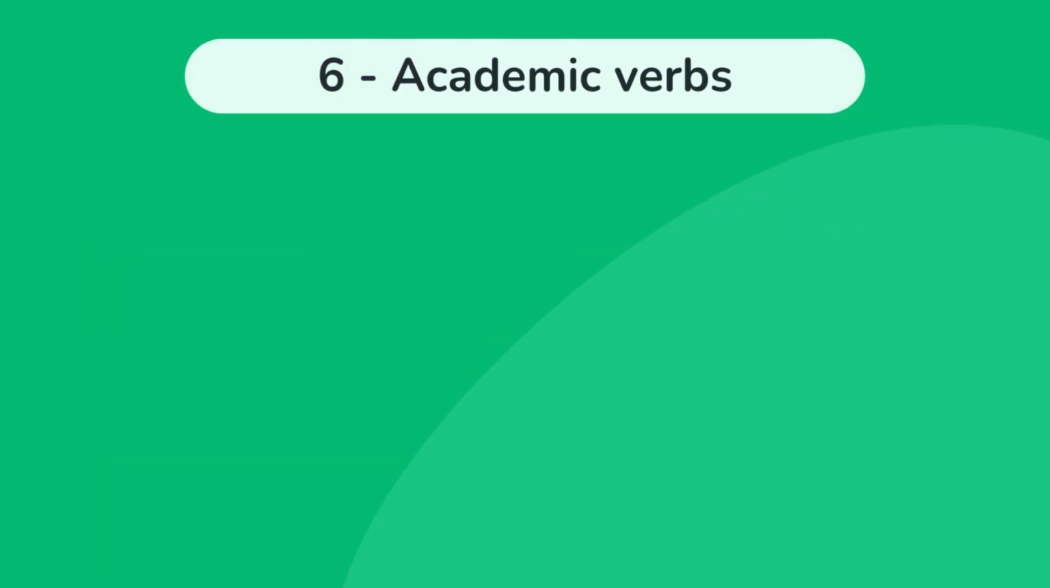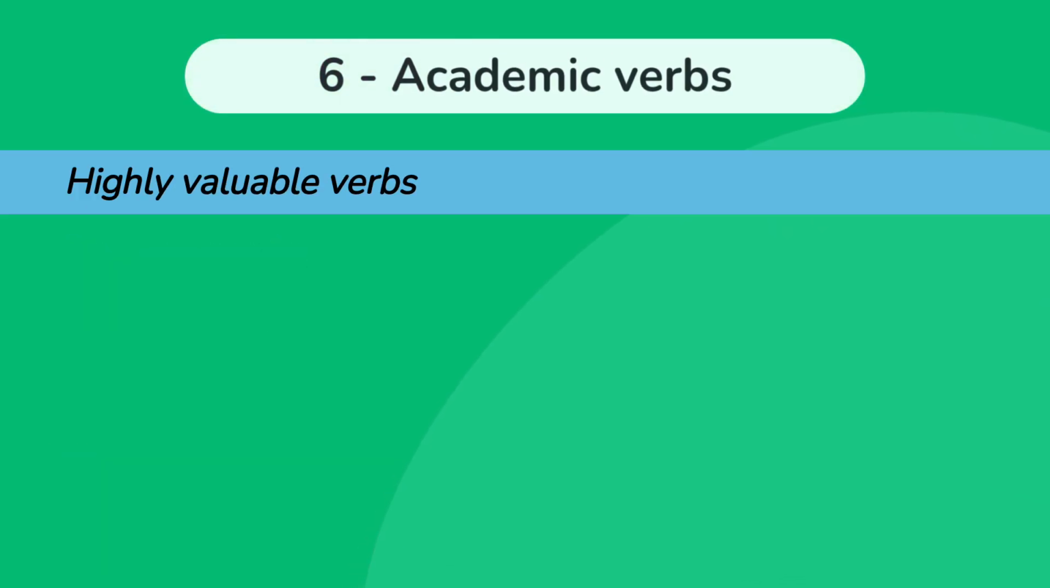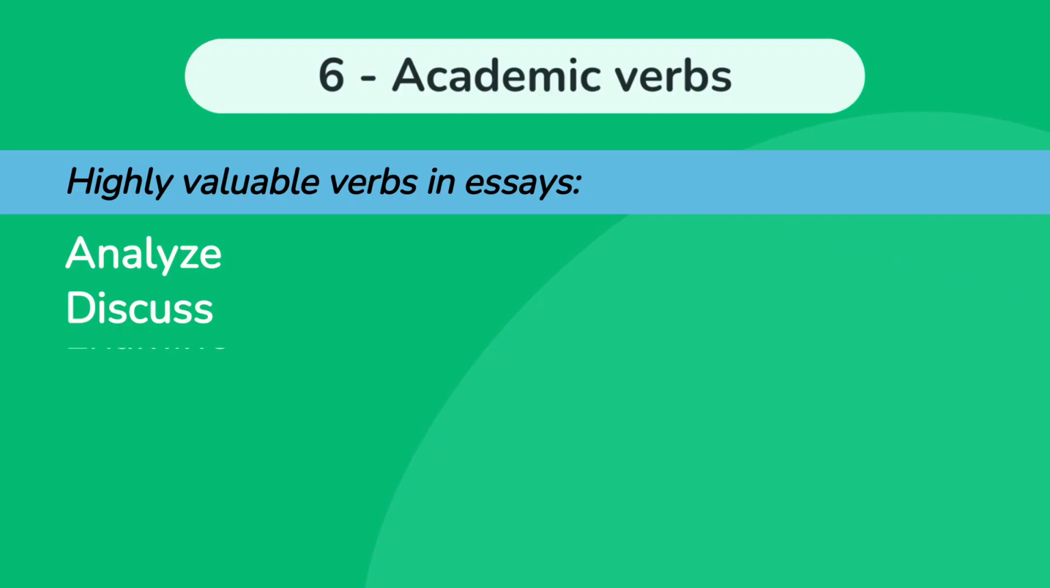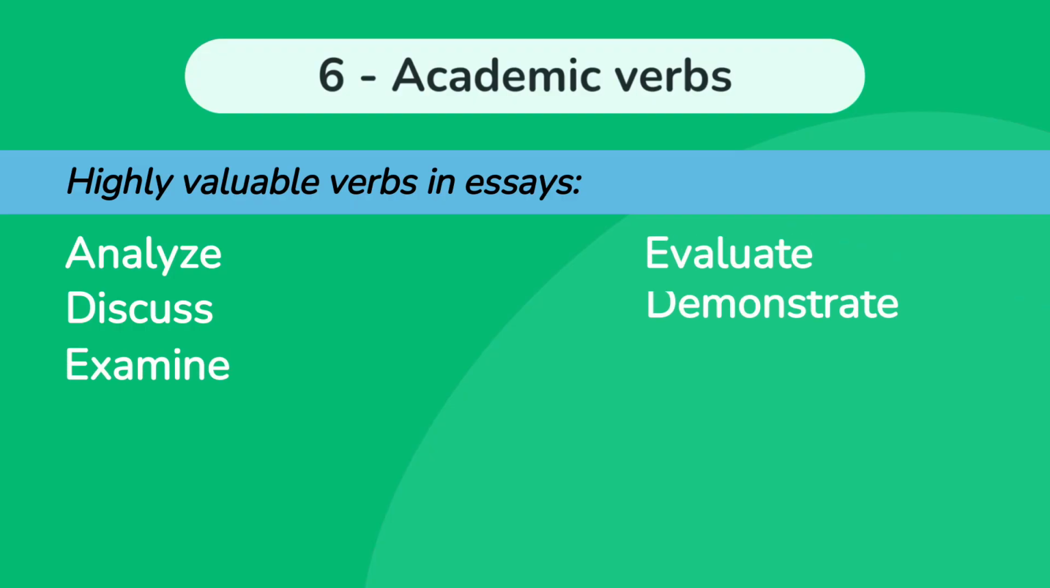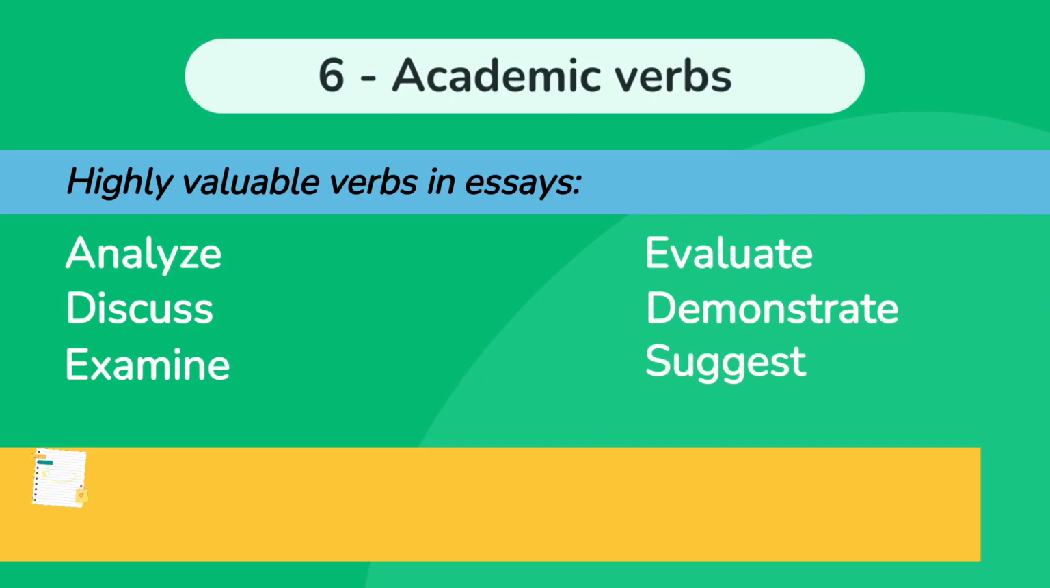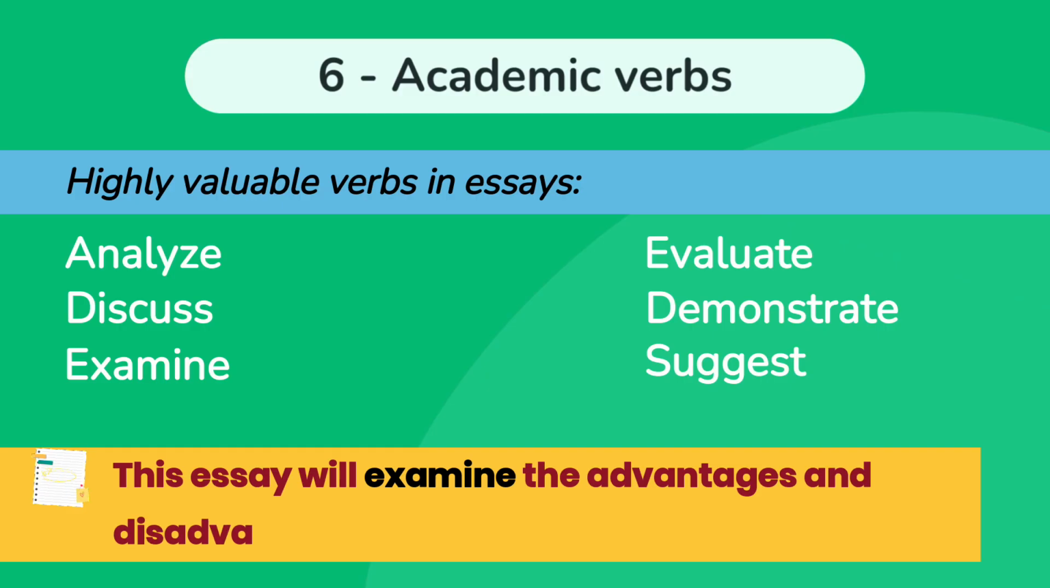The sixth part is academic verbs. Use these words in the essays you write, as these verbs are highly valuable verbs in essays. Analyze, discuss, examine, evaluate, demonstrate, suggest. For example, this essay will examine the advantages and disadvantages of online education.